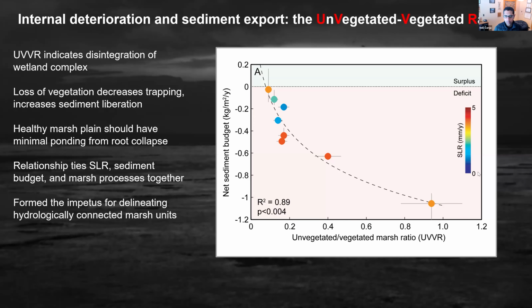And that's what you're seeing here on the y-axis of this plot. Negative means sediment was leaving each of these complexes. And we wanted to tie that to some independent metric. Literally the first one we focused on was percent open water. We ended up converting that to unvegetated-vegetated ratio, what we now call the UVVR. And what you can see here is a very good relationship between those things. So the first thing to note in this plot is that all of our sites were in a deficit. Not a single site was importing enough sediment to keep up with sea level rise.